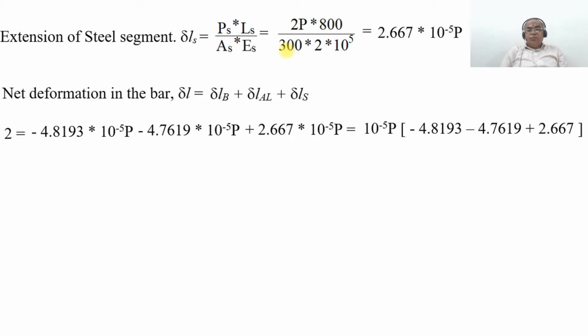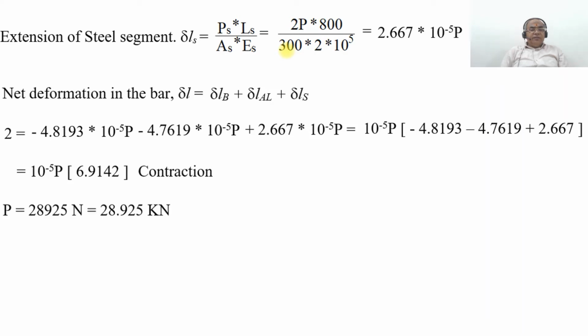Therefore, taking 10 to the power of minus 5 P as a common factor, into minus 4.8193 minus 4.7619 into 2 plus 4.7619 plus 2.667. So on simplification, you are going to get 10 to the power of minus 5 P into 6.9142. Therefore, P will be equal to 28925 Newton, which is equal to 28.925 kilonewton.